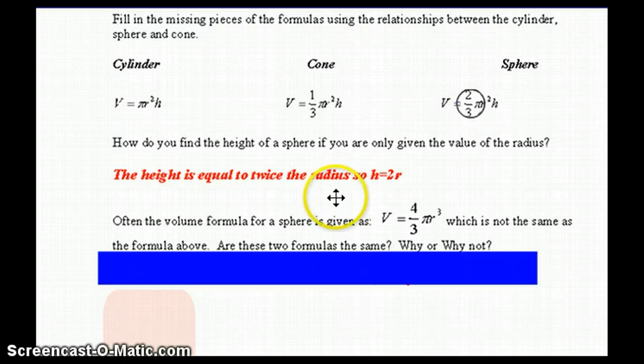Often, the volume formula for a sphere is given as volume equals 4/3 pi r cubed, which is not the same as the formula that we have above, 2/3 pi r squared times height. Are these two formulas the same? Why or why not?